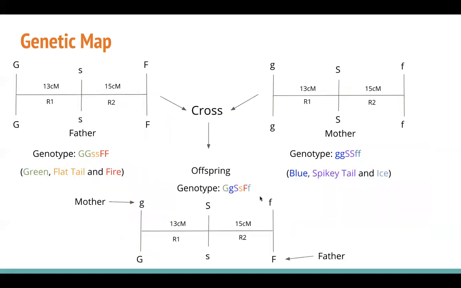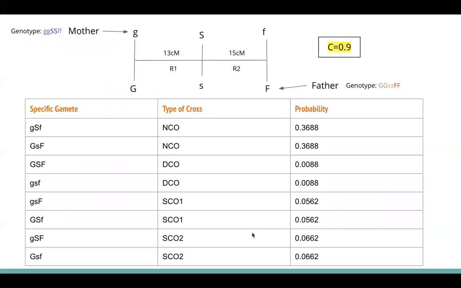So first we cross the mother and the father, which ends up in a genotype of all heterozygous traits. So over here we have mother on the top and father on the bottom, with region 1 and region 2 being again 13 centimorgans and 15 centimorgans. And next we're going to look at the probabilities of each gamete.